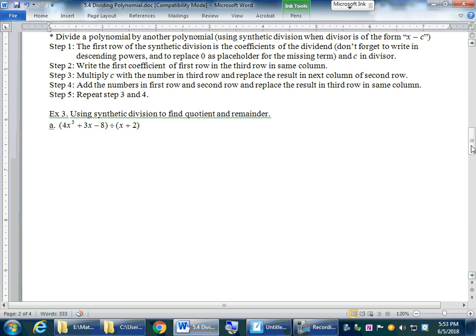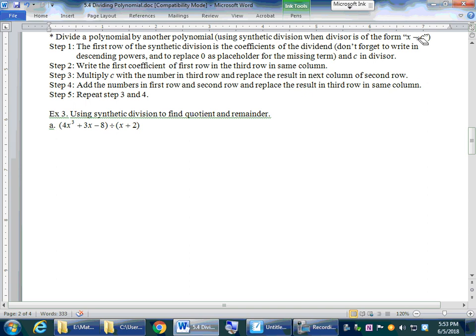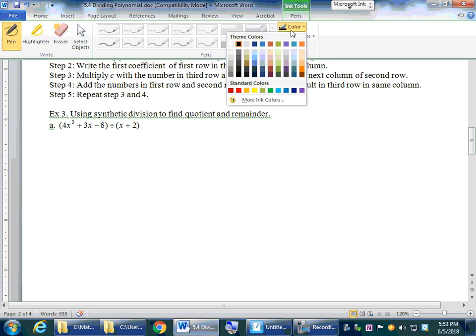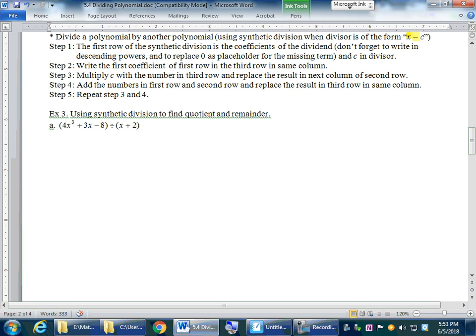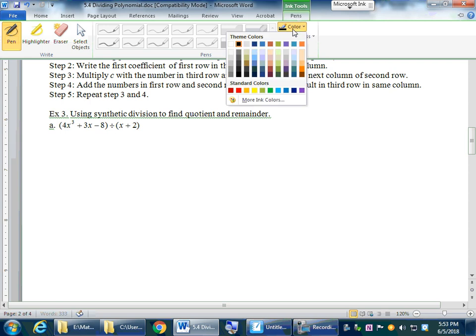Dividing a polynomial by another polynomial, you can use synthetic division if your divisor is in this format, x minus c. Okay, x minus c. So it is a very specific format that we are talking about right here. Let me highlight that. So this part right here, x minus c. Only if it is in that format, then we can start dividing.